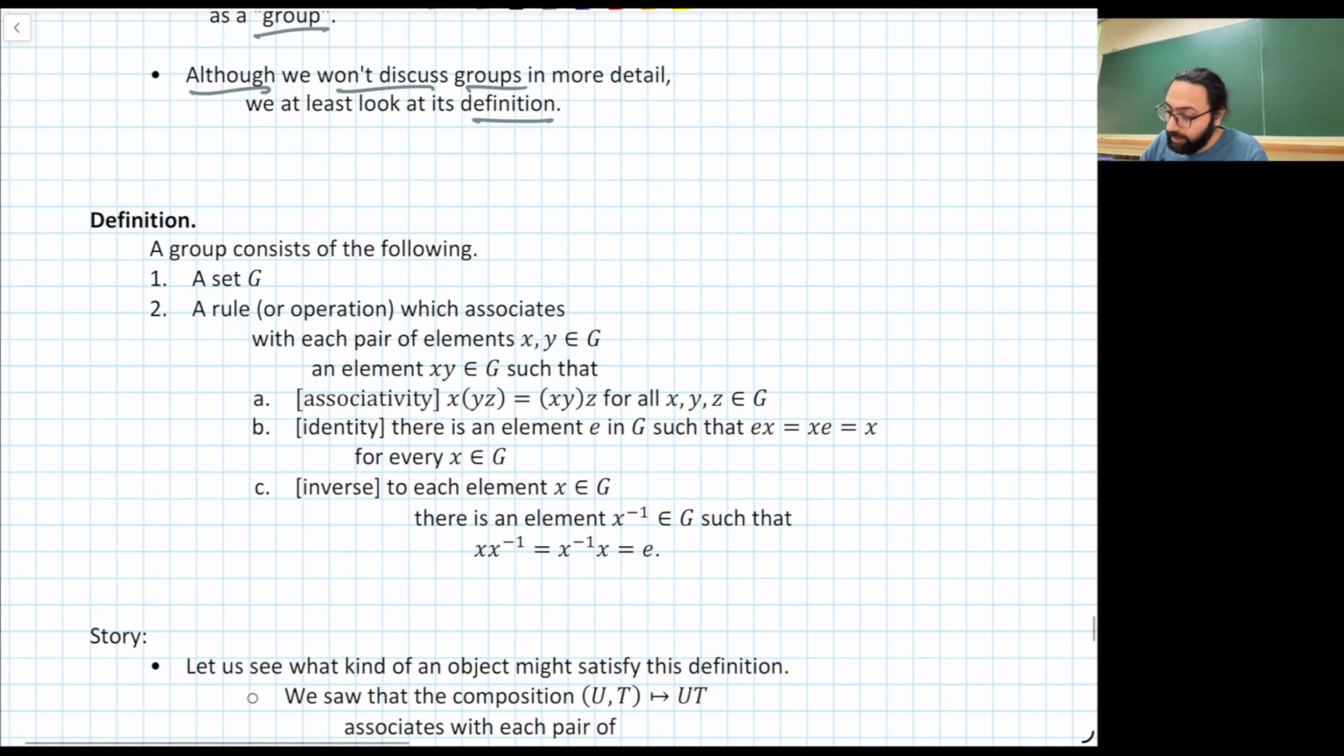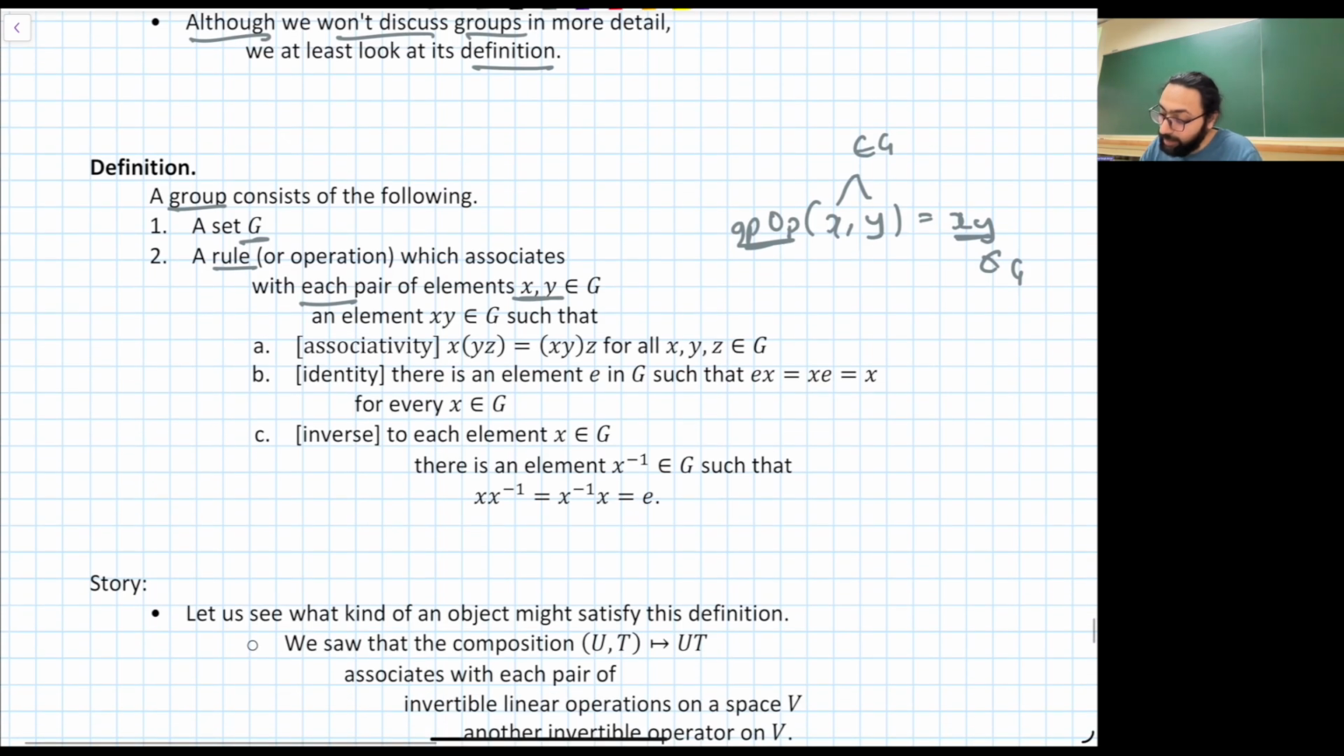So what is the definition here? A group is basically a set G, and it has a rule for associating with each pair of elements X, Y in the group some element XY, which is also in the group. You apply the group operation, and this will give you some XY, which is also in the group.